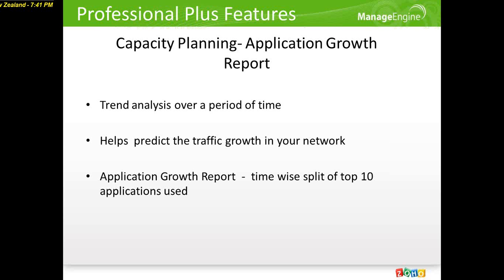Application growth report, time-wise split of top 10 applications used. That is, how a particular application is using bandwidth over the last year, and if there is an increase in the upcoming year, or if a high amount of traffic is being utilized by this particular application on a given interface, it can be found using the capacity planning report.